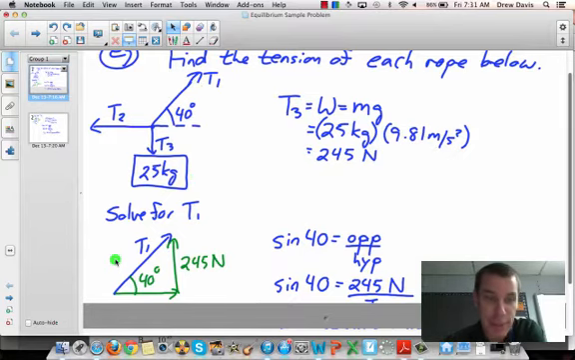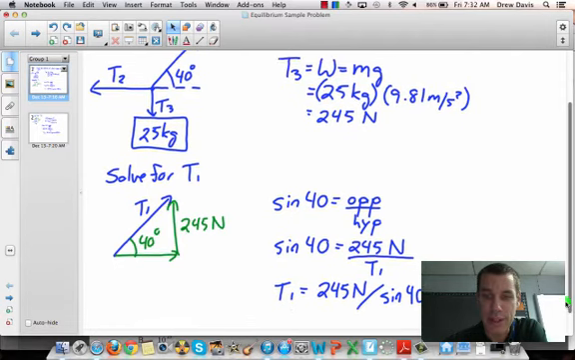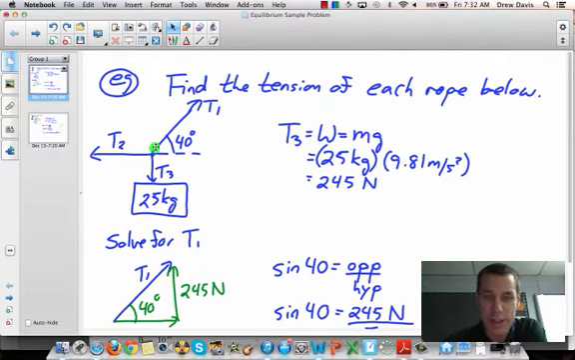Okay, so what I've done here is I've drawn T1 with its components, T1x moving to the right and T1y moving up. And I've said that T1y has to equal 245 newtons to cancel out T3. Okay, so then I do a little trigonometry, which you guys are getting really good at. Sine 40 equals opposite over hypotenuse. Sine 40 equals 245 over T1, and I get T1 equals 381 newtons.